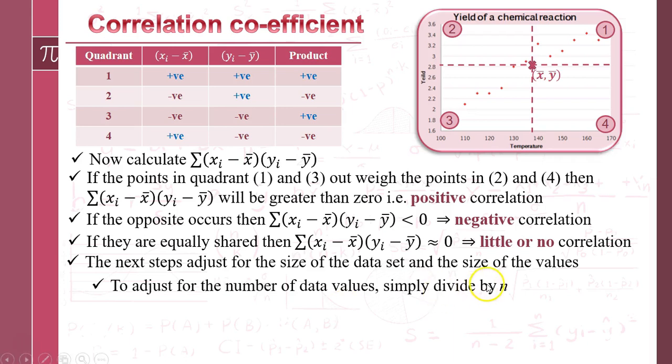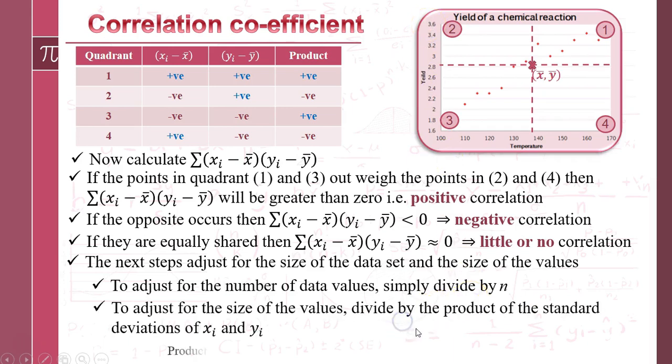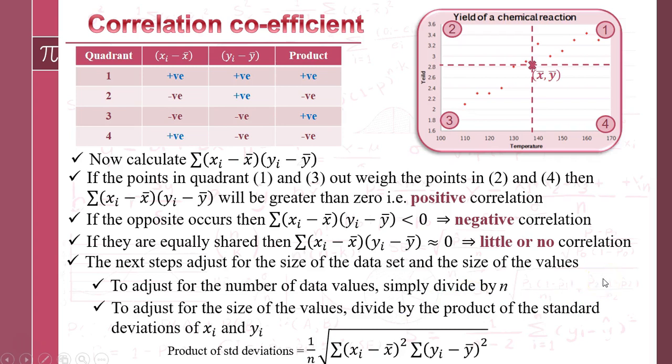To take into account the size of the data values, if you have a look at our graph here, we've got a range of values here going from 100 to 170. So our x minus x bar values are going to be considerably bigger than our y minus y bar values, because our range of values here is only going from 1.6 to 3.6. So we've got to adjust for the relative size of those, and to do that, what we do is we divide by the product of the standard deviations of those two things, that standard deviation measuring how spread out things are.